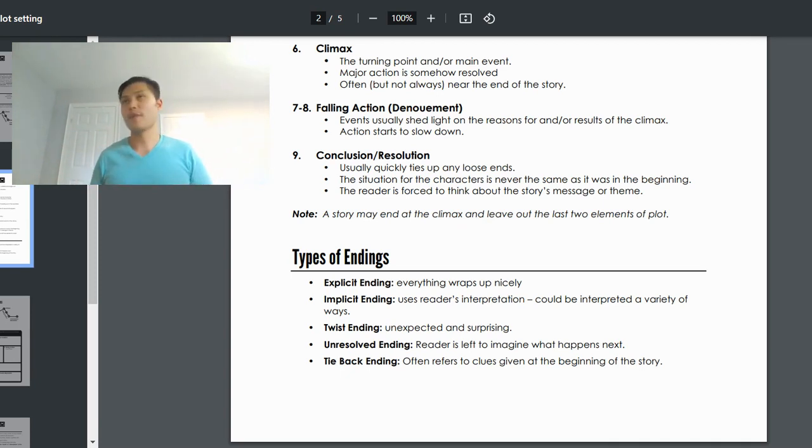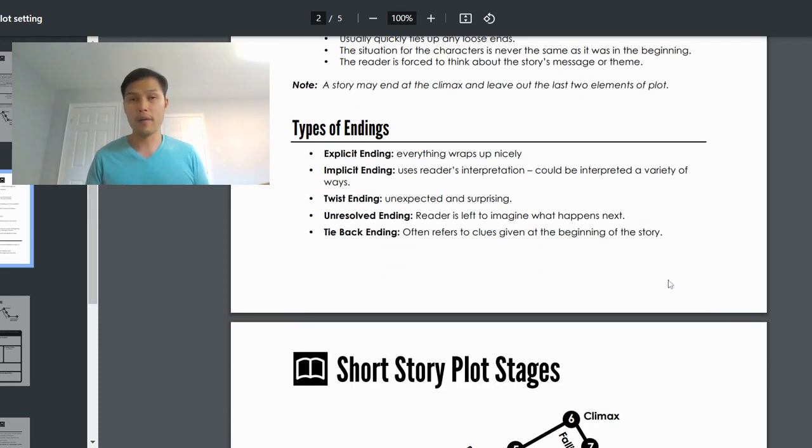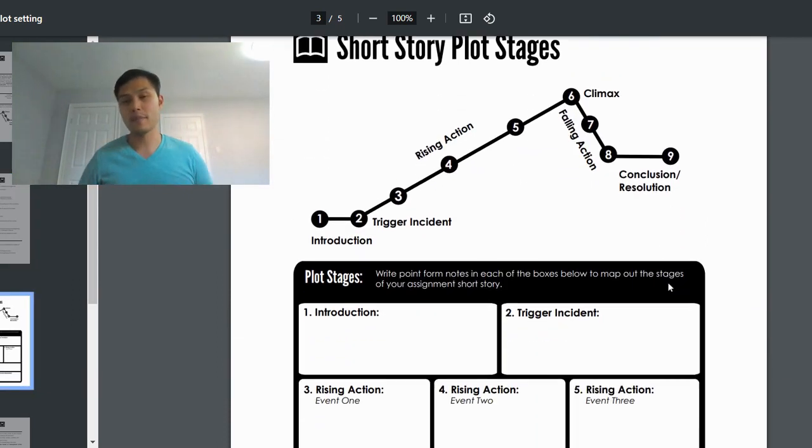A twist ending is like when the serial killer in a horror movie comes back unexpectedly and surprises you, scares you. Unresolved ending, where the reader is left to imagine what happens next. So like the screen cuts to black and then you're not sure if the hero or the protagonist is alive or not alive. Tie-back ending often refers to clues given at the beginning of the story. So all those little snippets in the beginning, it goes back like a flashback and it says like, okay, this happened, that happened, and now you understand the story more because it went back to certain elements in the beginning.